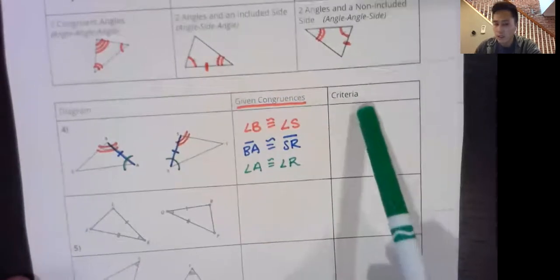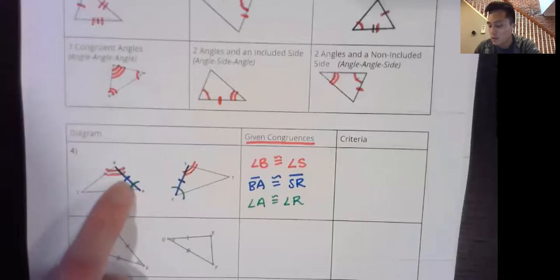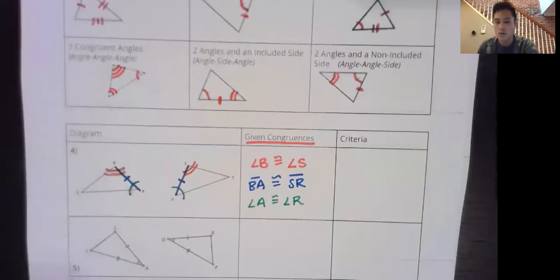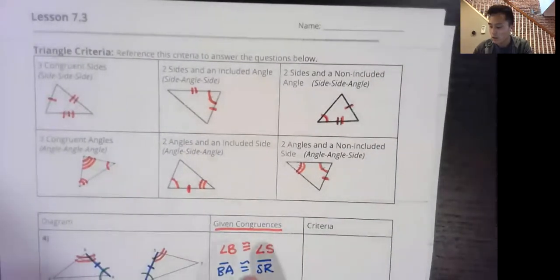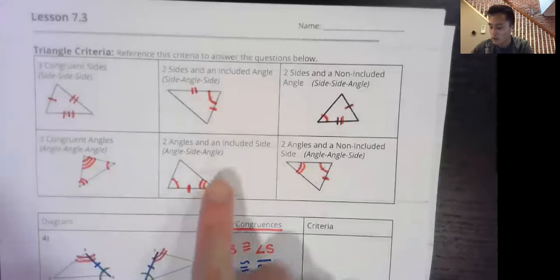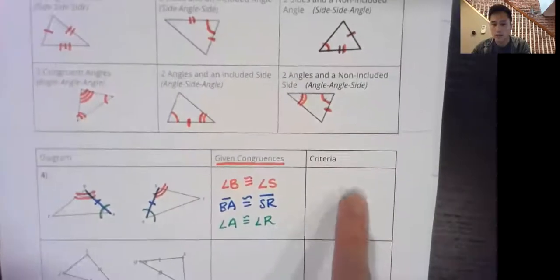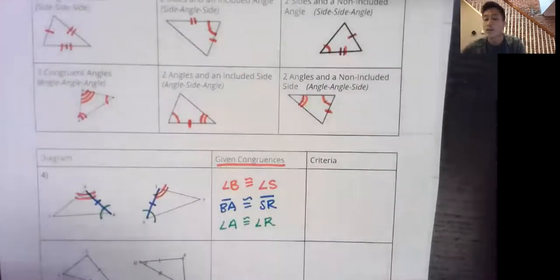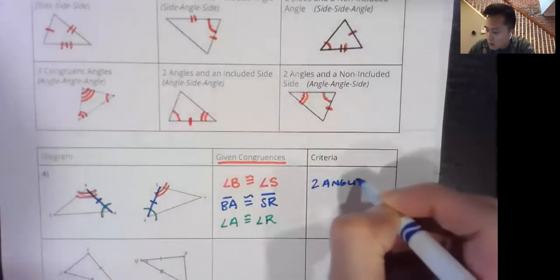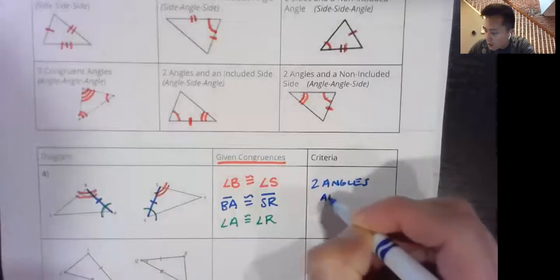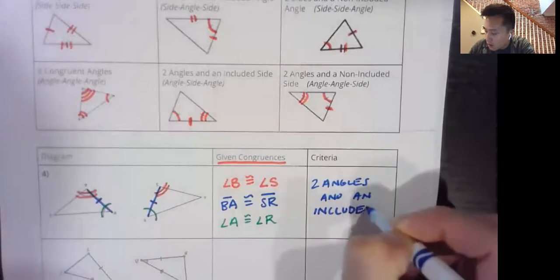And here for criteria, I have 2 angles that are congruent and then a side that's in between the 2 angles. It's touching the 2 angles. So I go back here, that's going to be 2 angles with a side in the middle, this one. 2 angles and an included side, that's the criteria that's given for these 2 triangles. It's the criteria that they share. So I can say 2 angles and an included side.